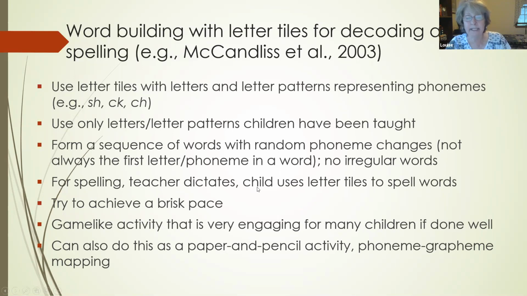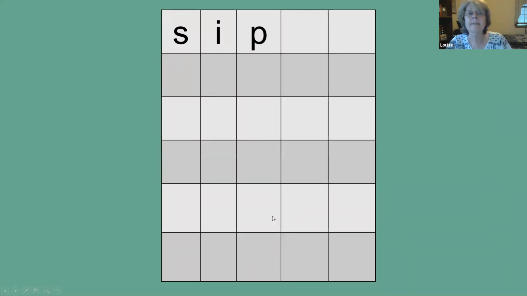And it can also be done as a paper and pencil activity, phoneme graphing, mapping. So that might be a more useful type of activity if you're doing this with a group of kids. So this is an example of what a phoneme graphing map might look like. And let's say the teacher, the first word is sap, right?